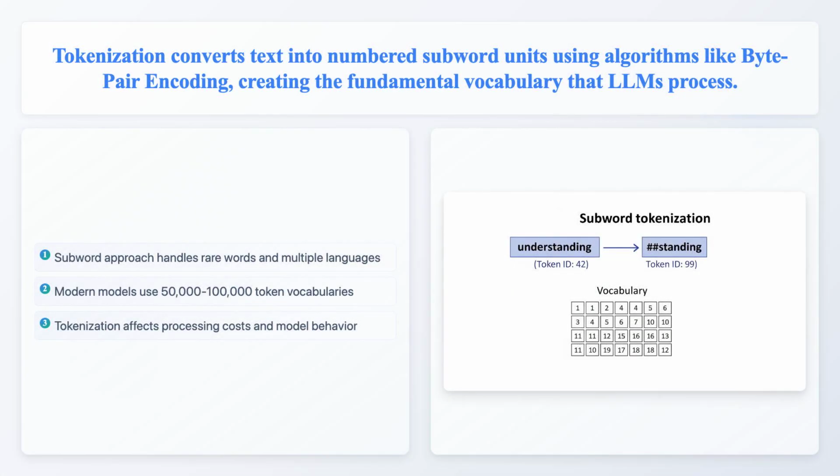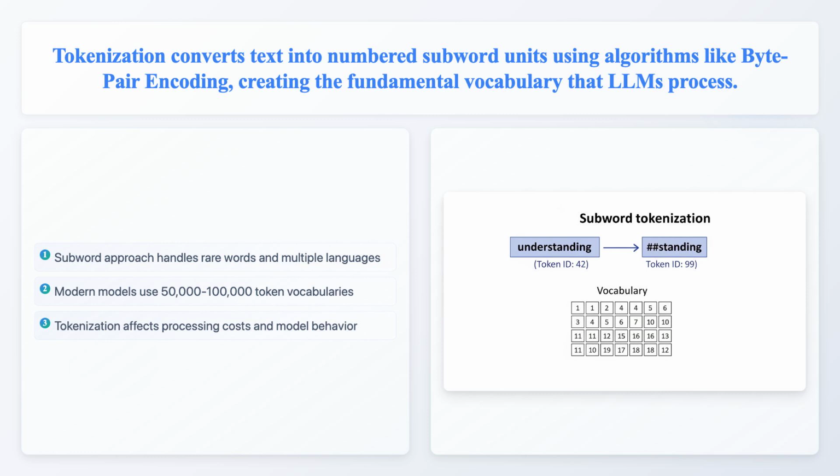Tokenization is the first step in our transformation process, breaking down text into the vocabulary units that the model can understand. Think of it as creating a dictionary where every possible word piece gets a unique number. Modern LLMs don't use whole words, they use subword tokenization algorithms like byte pair encoding or WordPiece. Here's why. The word "understanding" might be split into "under" and "standing." This approach handles rare words, typos, and even languages the model hasn't seen before. Let's see this in action.